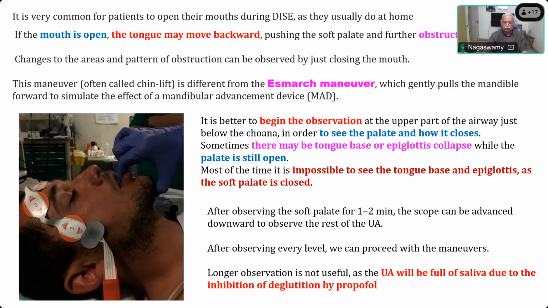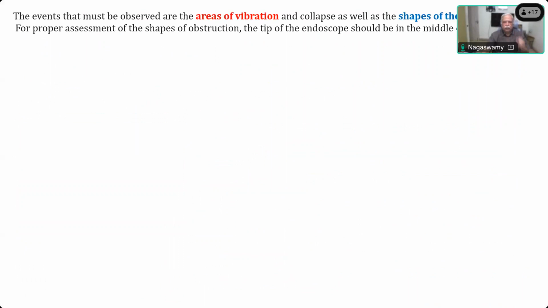You can ask whether we can give an anti-sialagogue like glycopyrrolate to avoid this, but usually it is not recommended, because this is a short procedure, and after that when the patient wakes up, they will have a dry mouth and cannot have anything to eat or drink, and they will find it uncomfortable. So normally anti-sialagogues are not prescribed in these patients. The events may be observed as areas of vibration or shapes of collapse. For the purpose of seeing the shapes of collapse or obstruction, the tip of the endoscope should be in the middle of the upper airway.